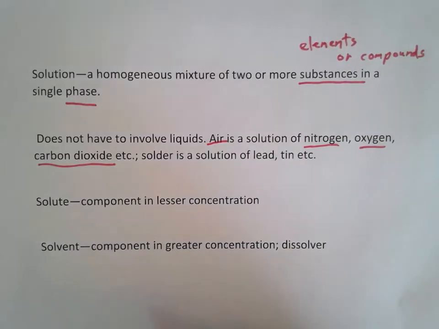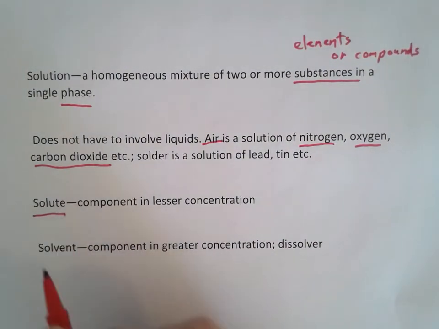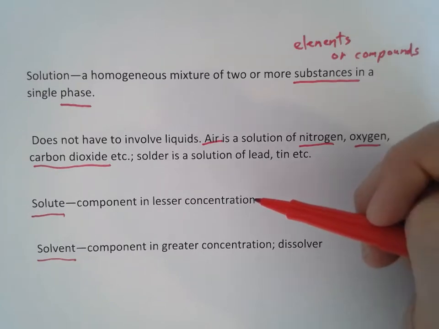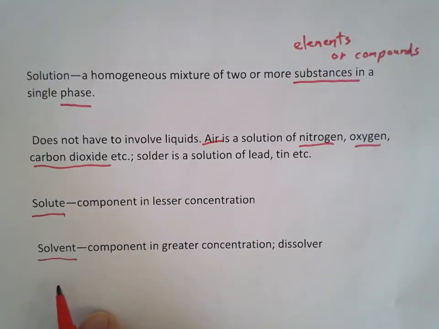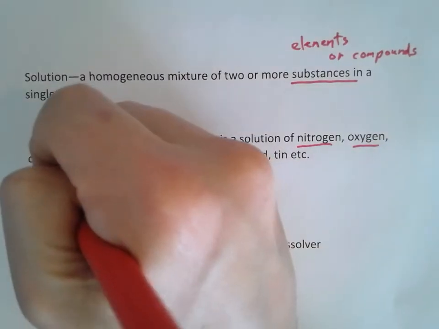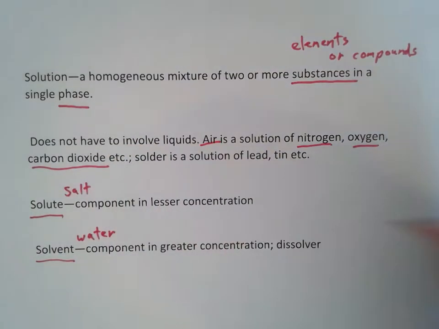And in a solution, there are two major components that you need to know. One of those being the solute and the other one being the solvent. Now the solute is going to be whatever component of the mixture is in the lower amount or the lesser concentration. And the solvent is going to be the component of the mixture that's in the greater concentration or the higher amount, and that will be dissolving the solute. So a real classic example would be salt water. Salt would be considered the solute, and the water would be considered the solvent.